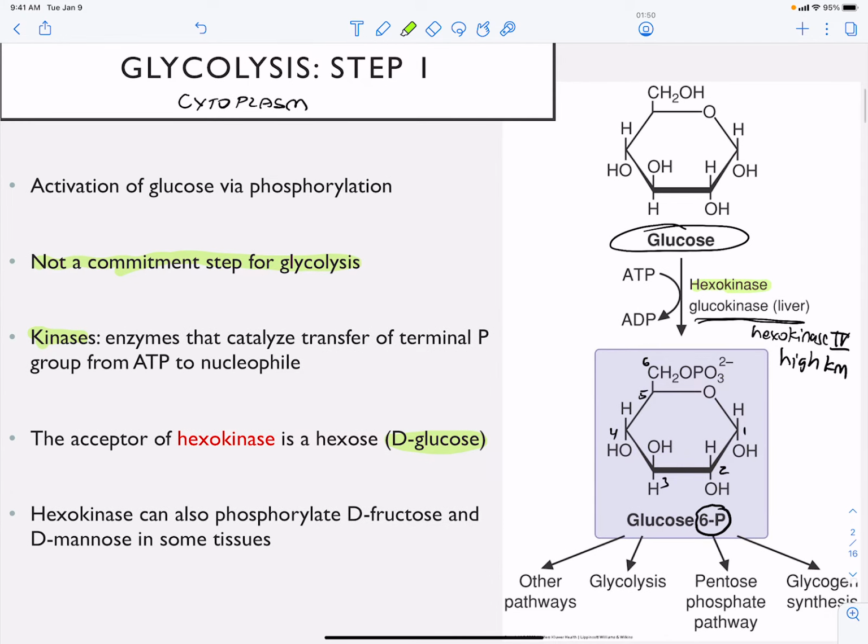Now, again, this is not a commitment step. You can go on to glycolysis, or you can go into storage through glycogen. You can go on to make your 5 carbon sugars, which are needed for DNA and RNA through the pentose phosphate pathway, as well as other things. Sugars are important for many parts of cell activities.